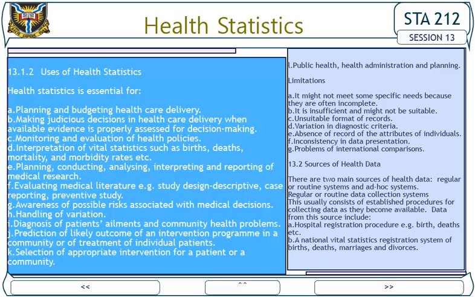Sources of health data. There are two main sources of health data: regular or routine systems and ad hoc systems. Regular or routine data collection systems usually consist of established procedures for collecting data as they become available. Data from this source include A. Hospital registration procedure, e.g., birth, death, etc. B. A national vital statistics registration system of births, deaths, marriages, and divorces.